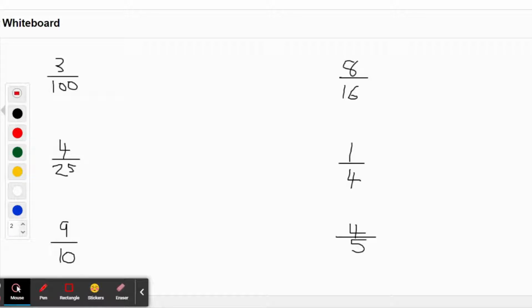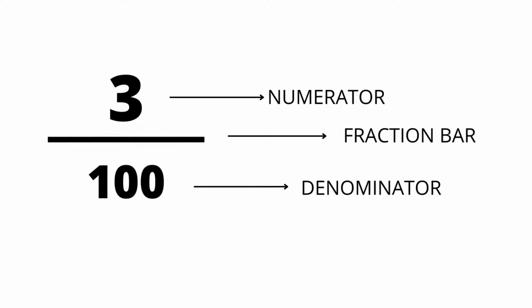Today, we are going to look at how we can convert fractions to percentages. Now, the first thing we need to do in order to convert our fractions to a percentage is to look at our fraction. For the first fraction that we have, 3 over 100, we need to first look at the denominator. Based on previous lessons, you would have known that a fraction has 3 parts. We have the numerator, the fraction bar, as well as the denominator.